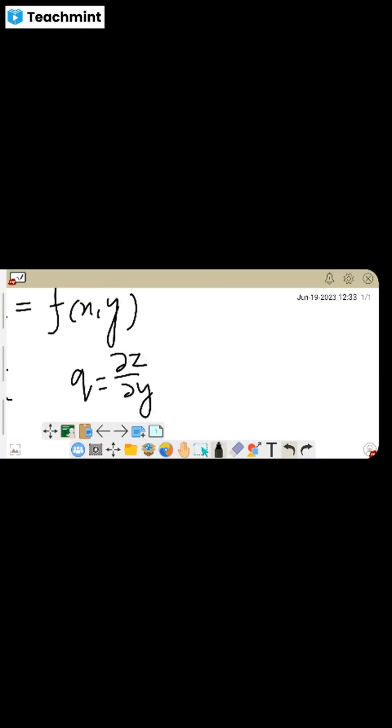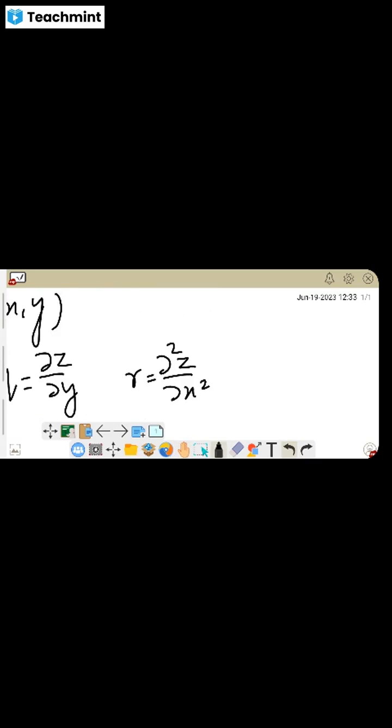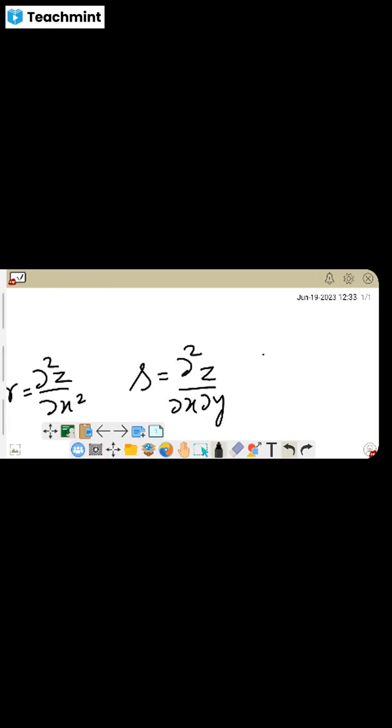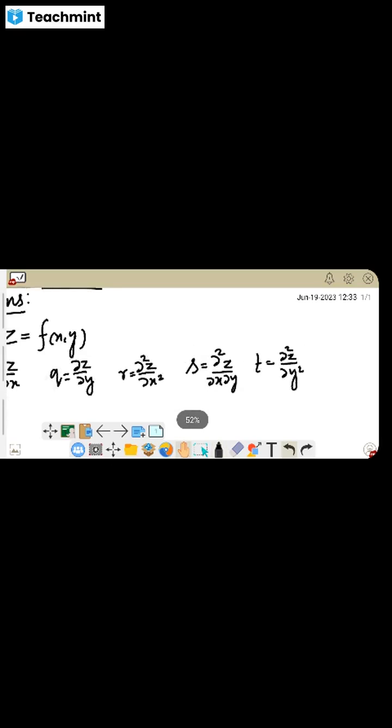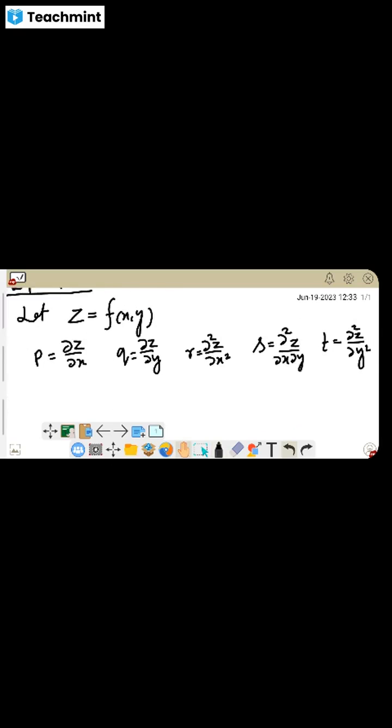and the second order derivative with respect to x is r, and s is the second order derivative of z, del square z over del x del y, and this t is equal to del square z over del y square. We use these symbols to form a partial differential equation.